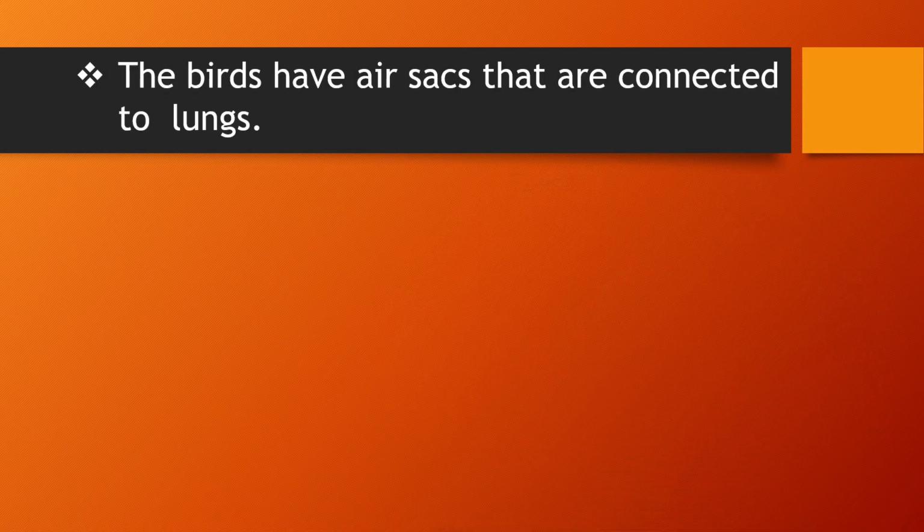Birds have air sacs that are connected to lungs. When a bird is flying, they need more oxygen to maintain their energy level. These air sacs provide them more oxygen so they can maintain their energy level and they can fly for a long time.